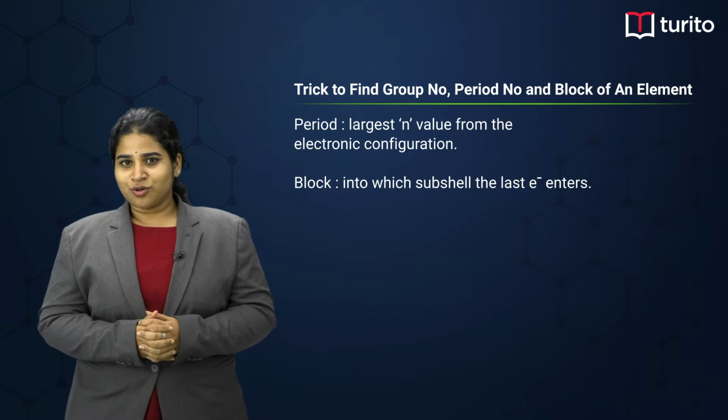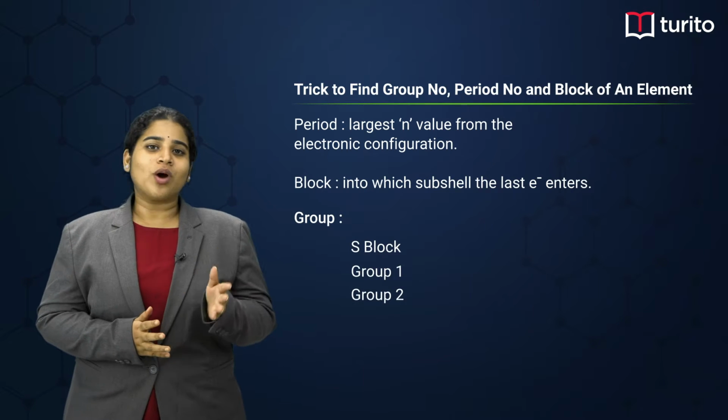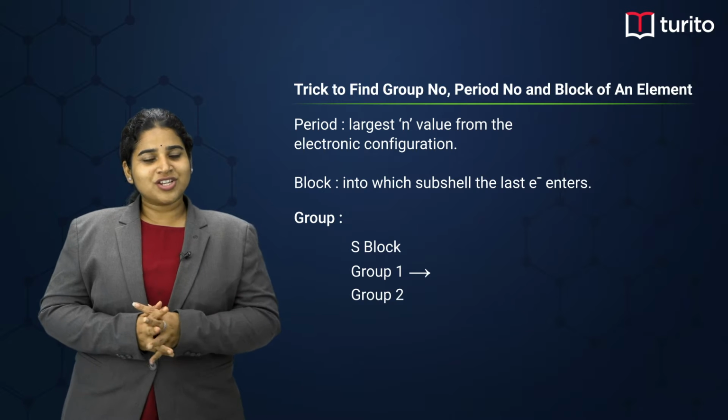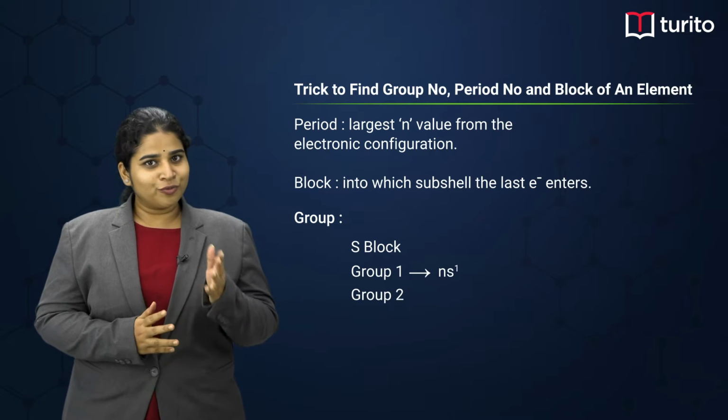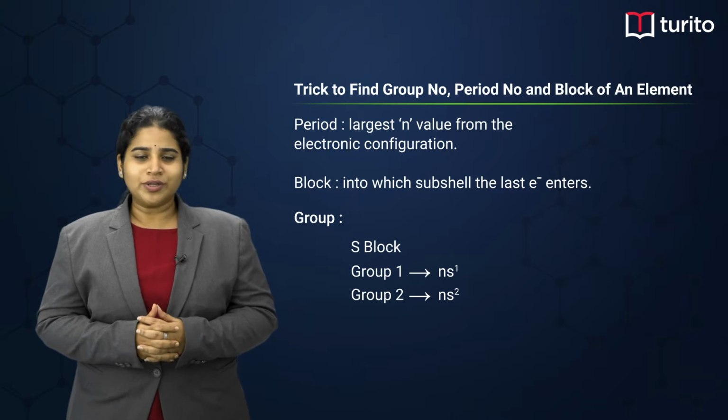To find the group number of an element, we have to first know to which block the element belongs. If the element belongs to S block, the possible group numbers would be 1 and 2. So if the electronic configuration at the end is ns1, the group would be 1. If the electronic configuration at the end is ns2, the group would be 2.